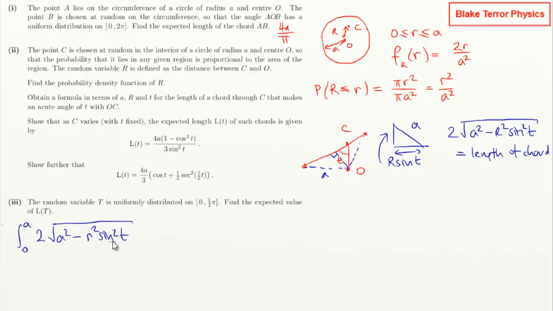So that's what we worked out in the first part of the question. So we're going to have a 2r over a squared and then dr. So this is our, oh, I should have put an L of T at the start, but anyway, this is what we're calculating here, L as a function of t. So we just need to work out what this integral is going to be.